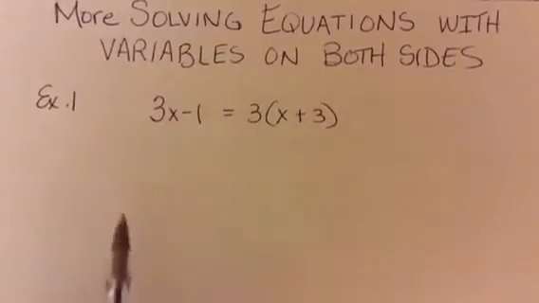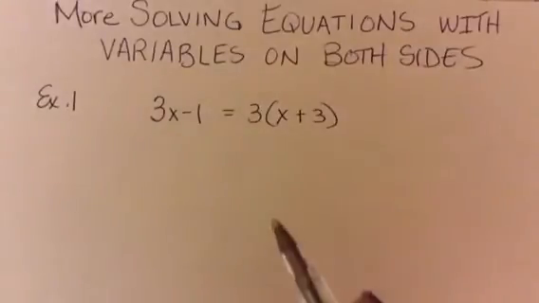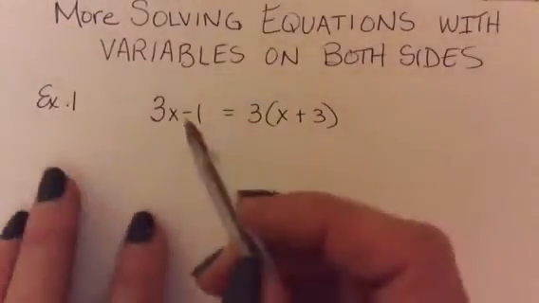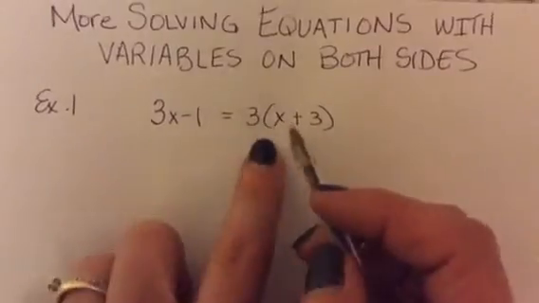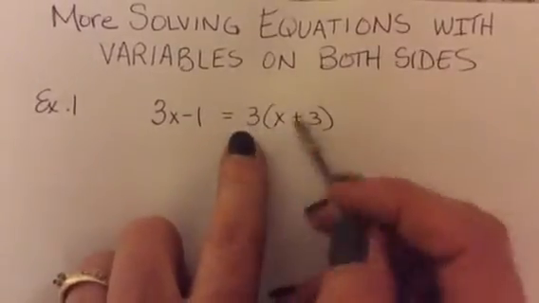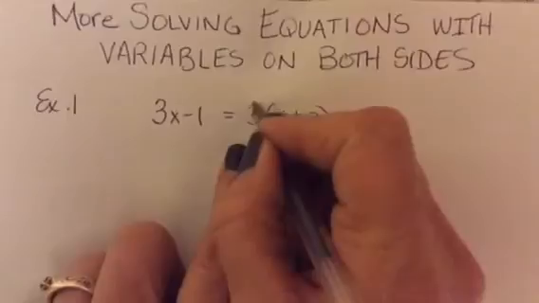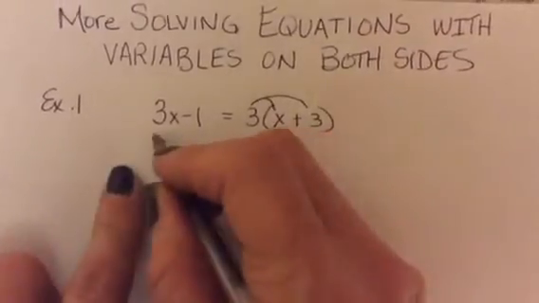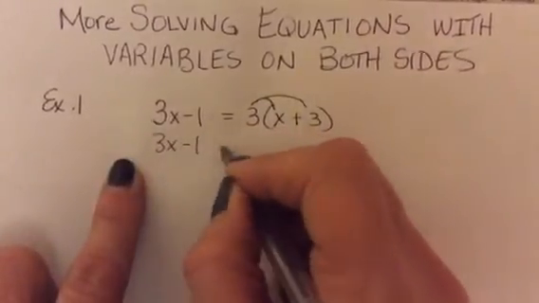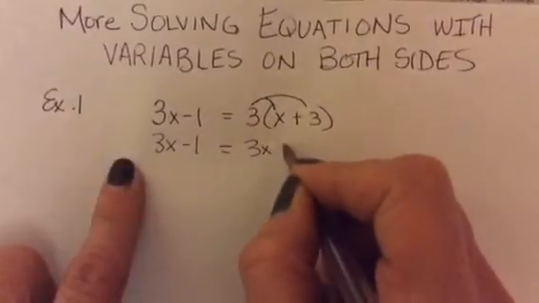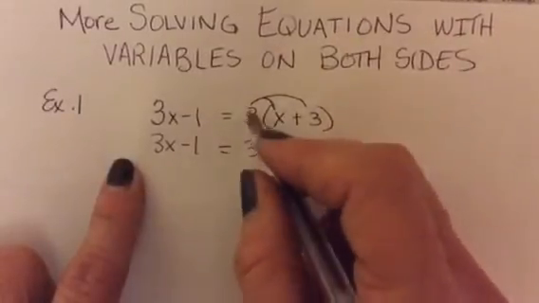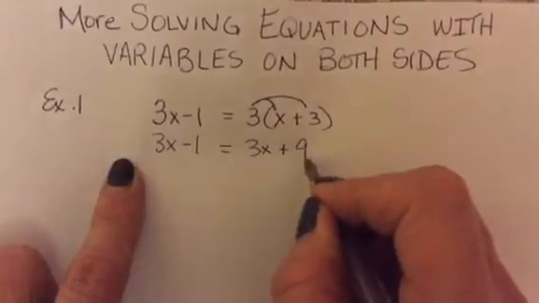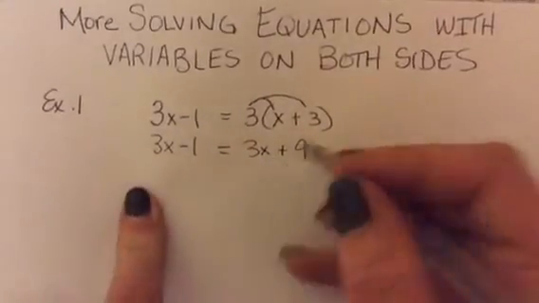I'm going to show you three more examples today with solving equations with variables on both sides, because there's some unexpected things that can happen and you need to be able to deal with those. So this first one, on this side, we have to distribute this 3 first. So we're going to do the distributive property there. And so we have 3x minus 1 equals 3x plus, that's 3 times x is 3x, 3 times 3 is 9. Okay, so now I've got to get all the variables to one side.